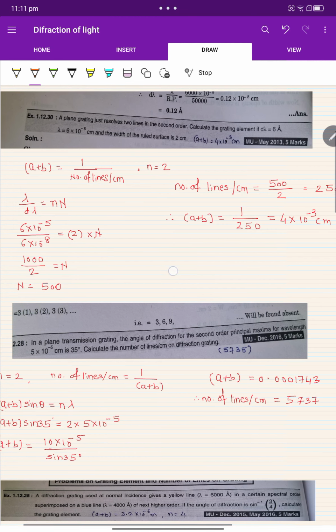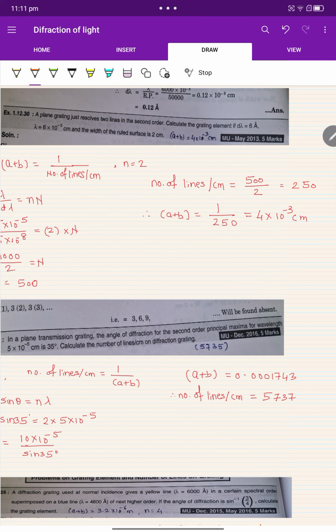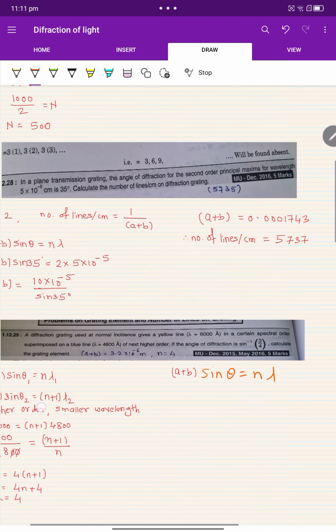Now the number of lines per centimeter. So it is the total number of lines in a width of 2 centimeter. So the number of lines per centimeter will be 250 and A plus B is 1 divided by the number of lines per centimeter. So we'll get 4 into 10 to the minus 3 centimeter. Now let's move towards the next question.